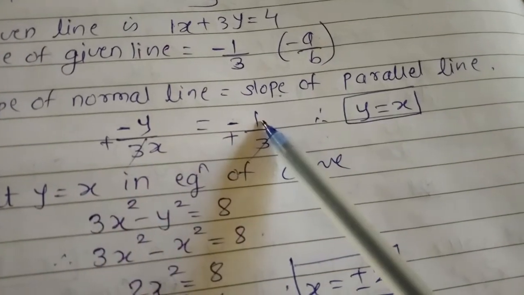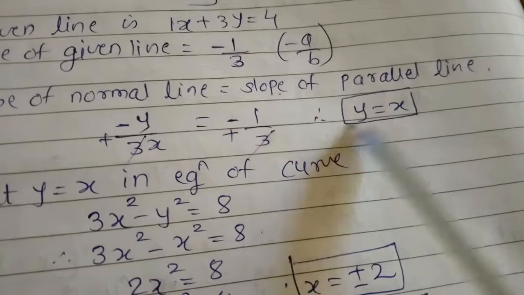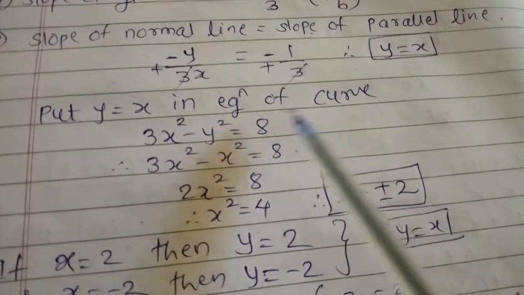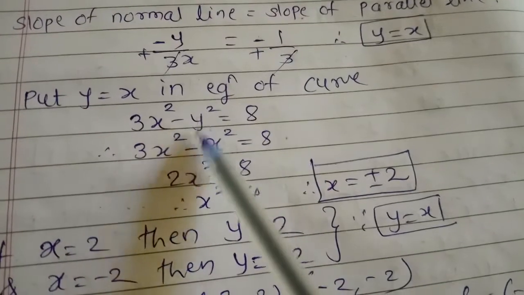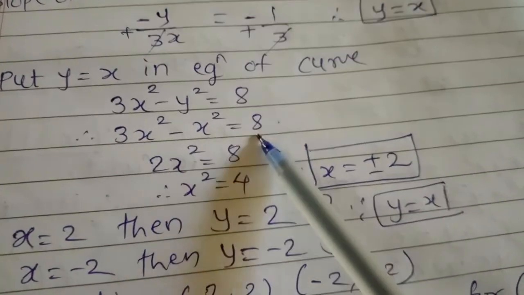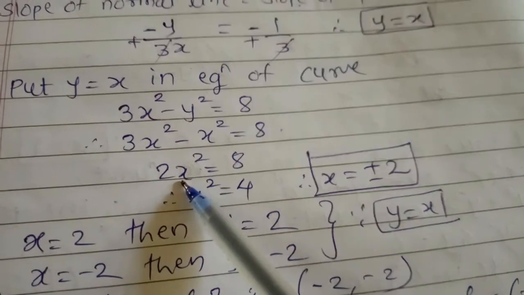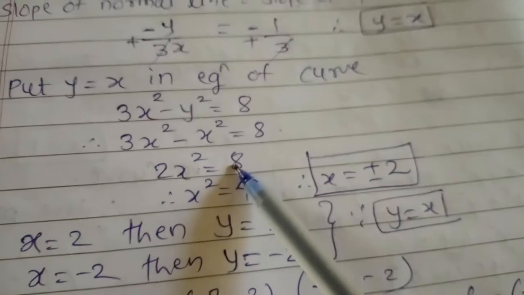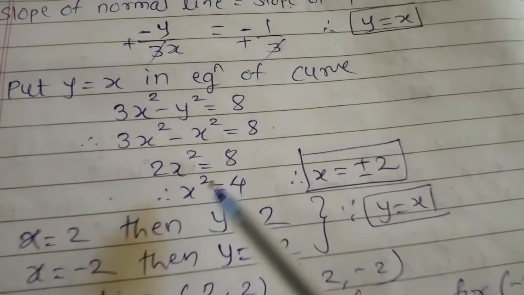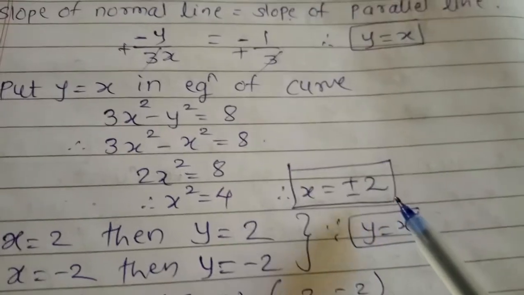So x will go to this side, so we get here y is equal to x, meaning x is equal to y. This value, that is y is equal to x, we put in the equation of the curve. So 3x square minus y square is equal to 8. 3x square minus x square is equal to 8. We are putting the value of y as x. So 3 minus 1, that is 2x square is equal to 8. So x square is equal to 4. So x is equal to plus minus 2.